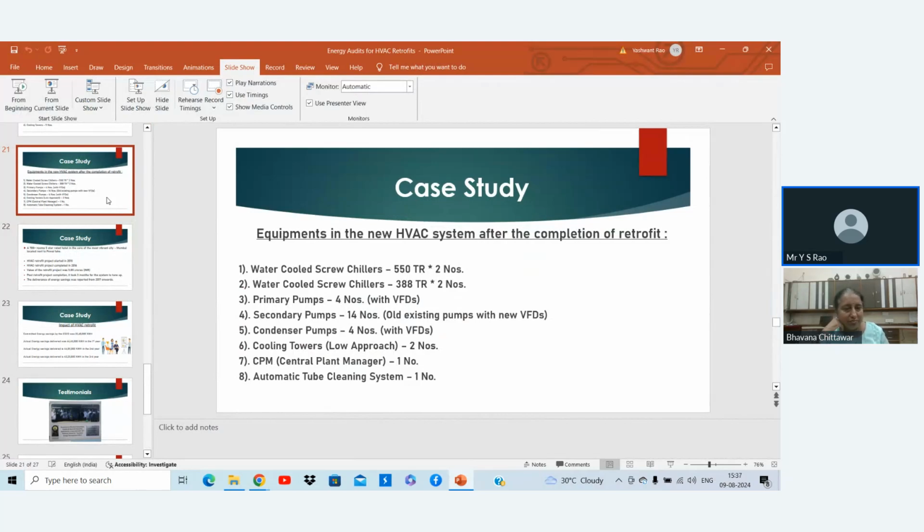Low approach cooling towers, 2 numbers, replaced all the 11 existing cooling towers, and an additional automatic tube cleaning system was installed. That served both the new chillers of 550 TR capacity each, and along with that, a central plant manager or a CPM has been proposed, and they have been installed also. So, Mr. Ranjit, I hope that clears your question.